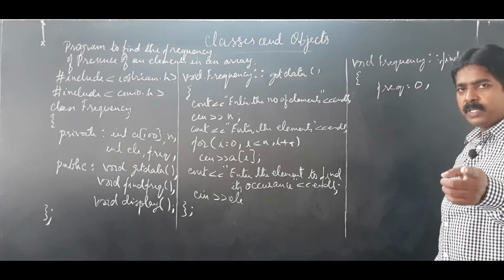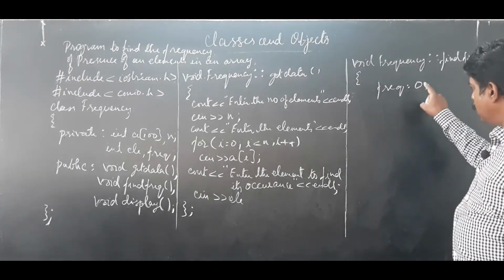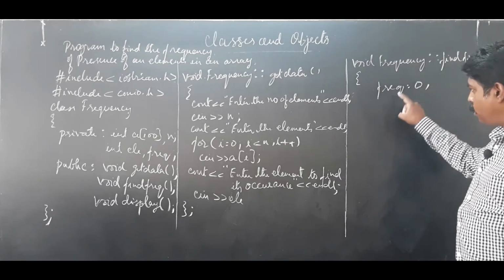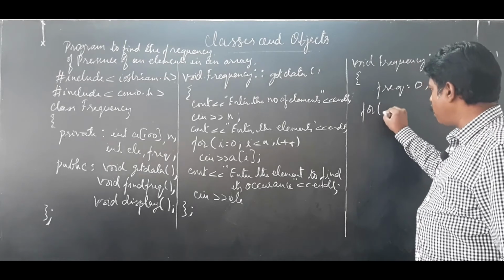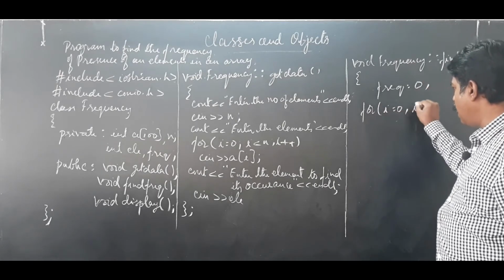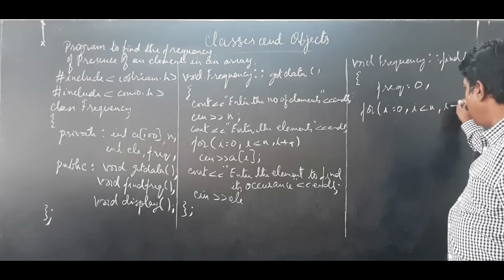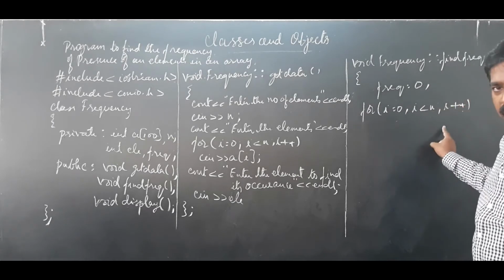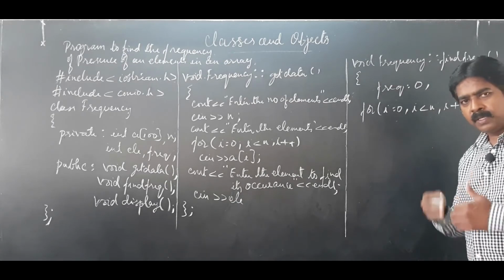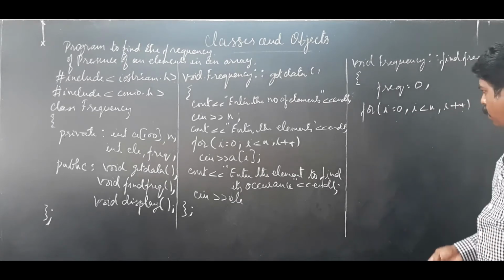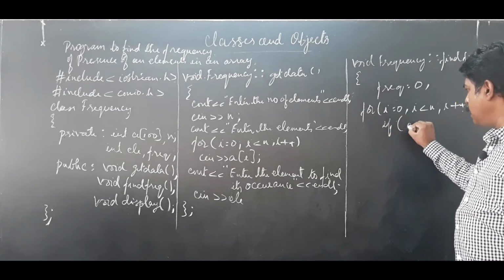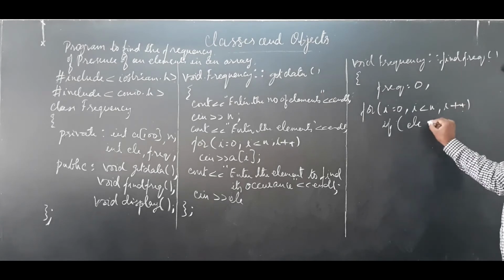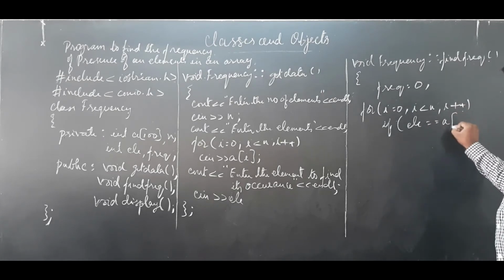I said about the garbage value last class. So the garbage value will be removed, 0 will be considered as the initial value. Then I take the for loop for I equals 0, I less than n, I plus plus, because we are doing the traversing from the beginning to the end of the array. Then we take if this ELE is equal to A of I.